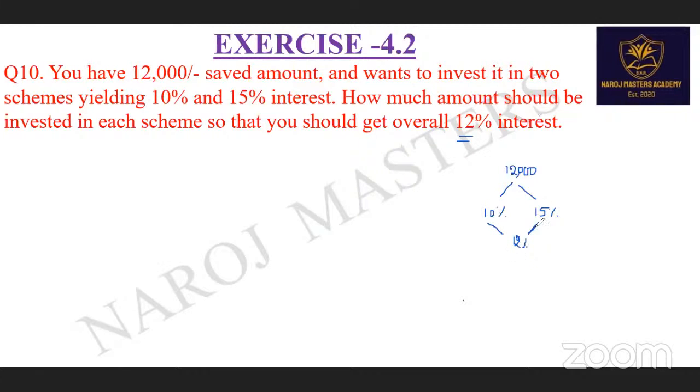So what is the difference between these two here? 3%. What is the difference between these two here? 2%. So divide this 12,000 in terms of 3% and 2%. Then you will get 12%. This is without solving. If it is 3 times, you have to invest in the 10% scheme. Divide this by 5. 12,000 by 5 is how much?